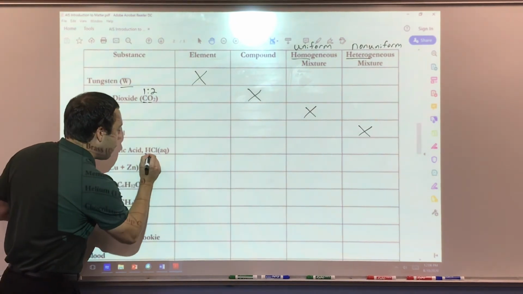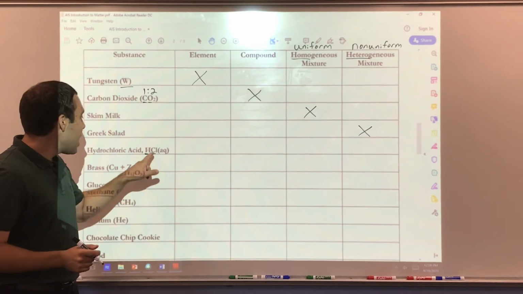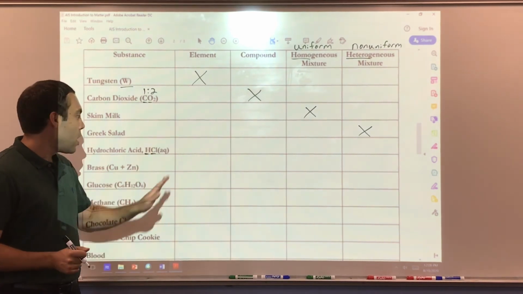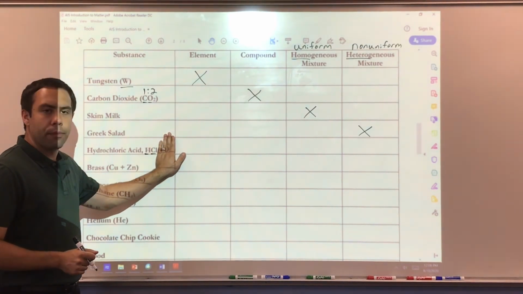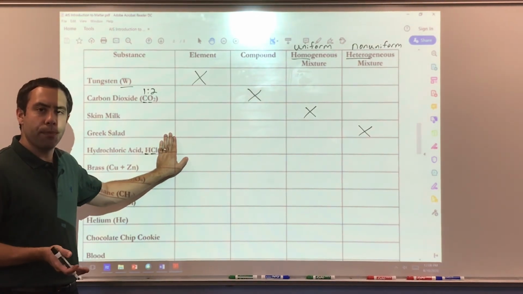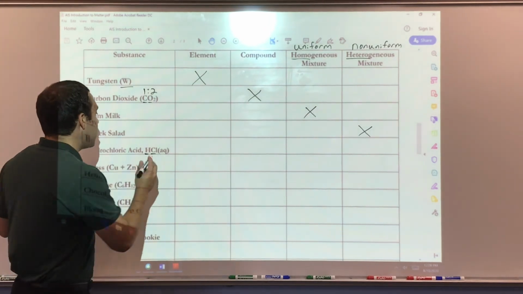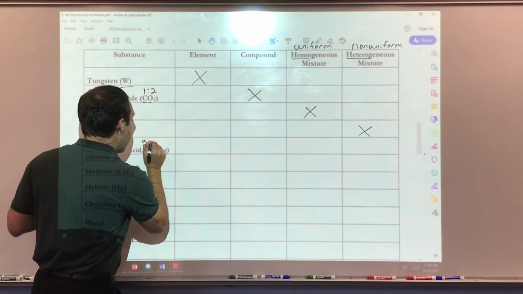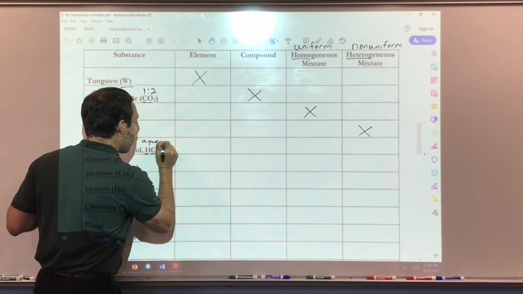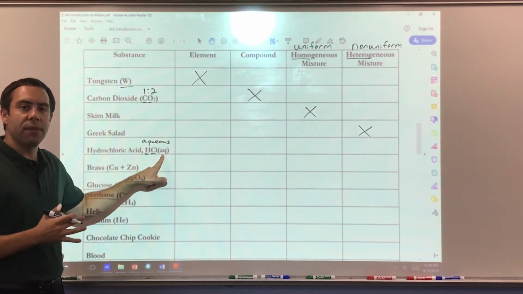Now, HCl, I see two capital letters, represents two elements, hydrogen and chlorine. So if we didn't have that AQ, that would be a compound, two or more elements chemically combined in fixed proportion. But we have these two letters here at the end, AQ, which stands for aqueous. And that means dissolved in water.